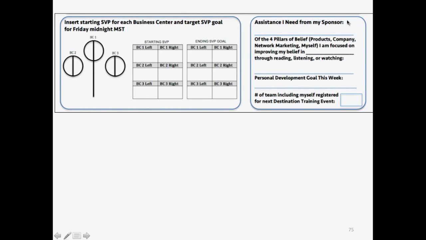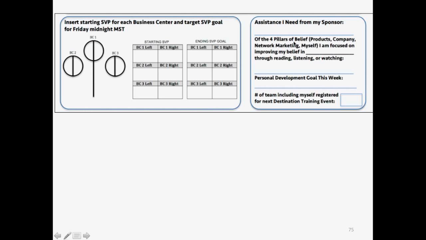In this space right here, you're going to write assistance I need from my sponsor. For example, if you don't know how this works, you might say, help me with my SVP. Or you might write, I need help with three-way calls, or whatever you need help with or support with. Or if you don't need any help, put none, because you want to learn everything you can and then be self-sufficient.